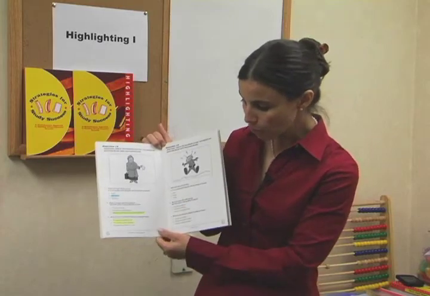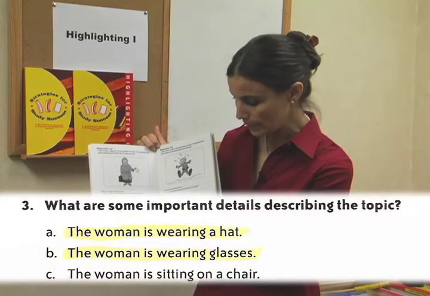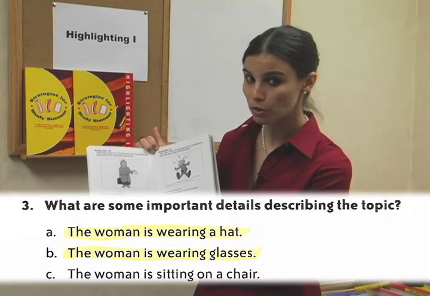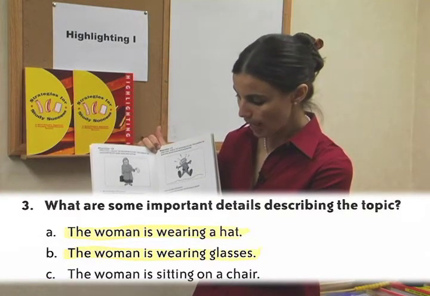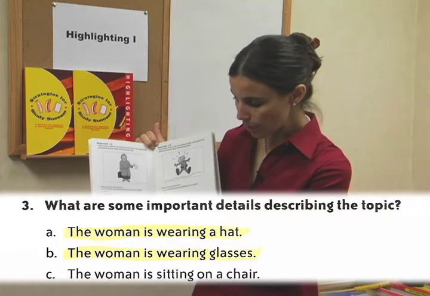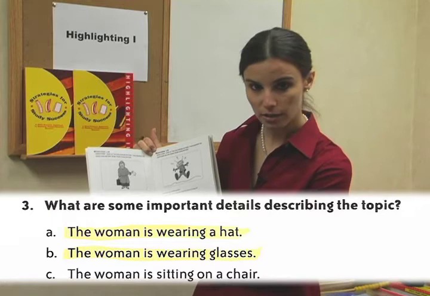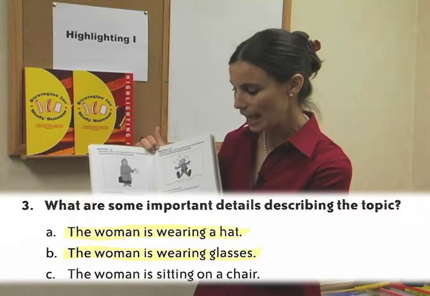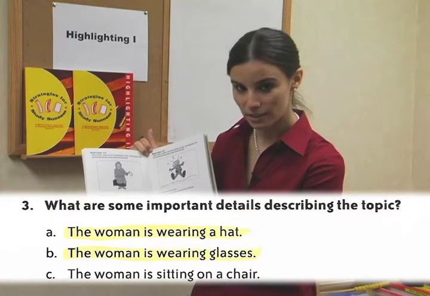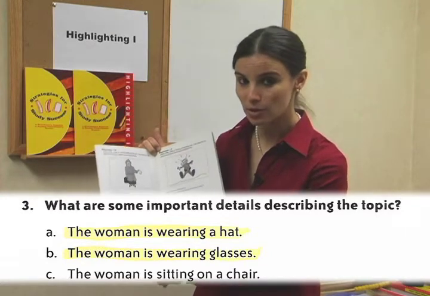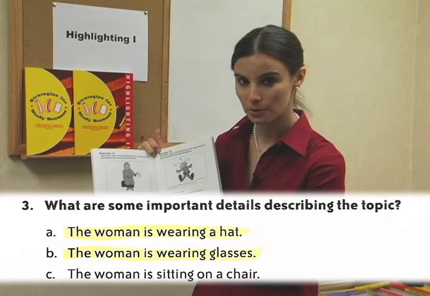And finally, question 3 asks, what are some important details describing the topic? Remember that we can have 1, 2, or all 3 correct answers. A, the woman is wearing a hat, B, the woman is wearing glasses, or C, the woman is sitting on a chair. In this case, choices A and B are both correct. So the student would highlight A and B with the yellow highlighter, since those are both important details.